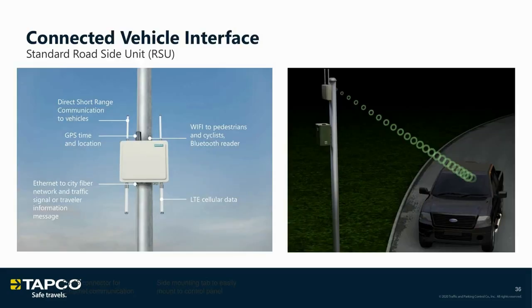Here gives you a little bit better idea of what a roadside unit looks like. So you can see the different antennas, the GPS location, the Wi-Fi, the cellular data, and then if you have Ethernet too, you can direct connect to these systems as well.